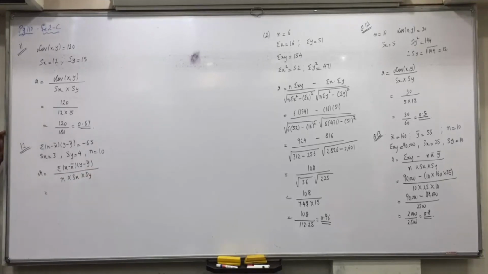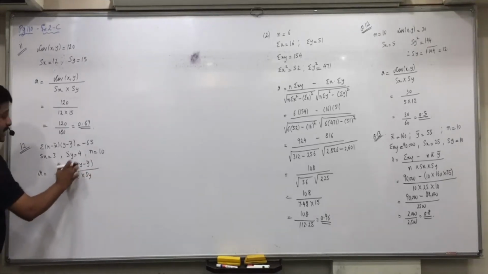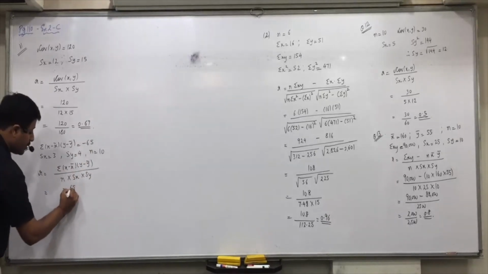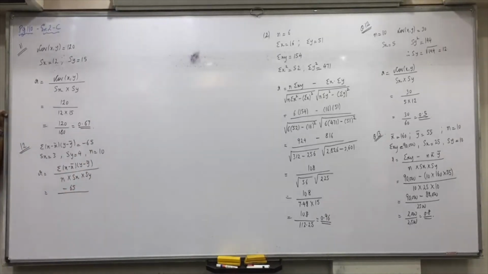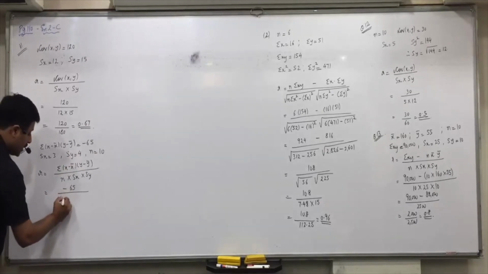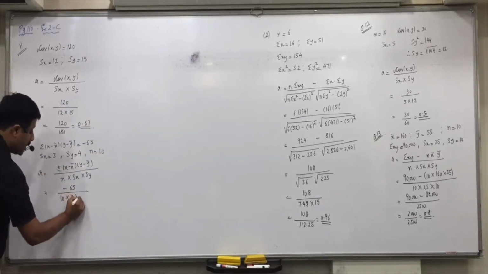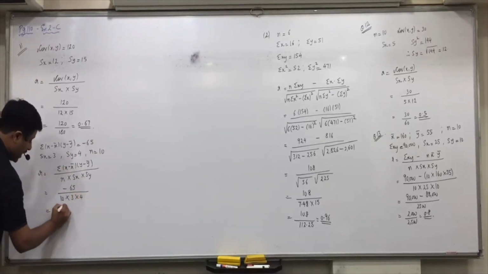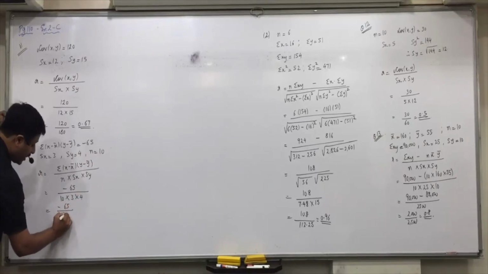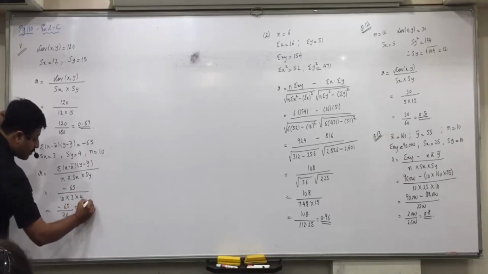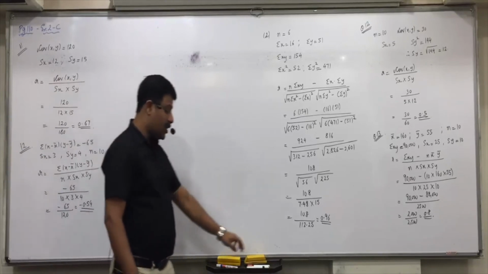Who is speaking in between? Did everyone understand this? Now what is sigma x minus x bar into y minus y bar? Minus 65. Upon what is n? 10 into Sx, 3, into Sy, 4. So minus 65 upon 120, minus 0.5. Did you all understand these questions, everyone?